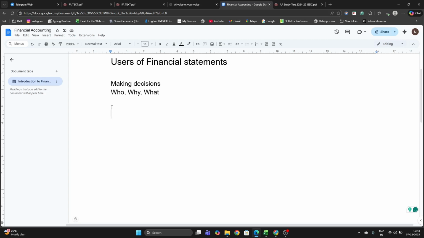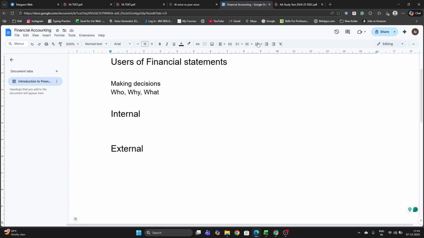So some users are inside the business and some users are outside the business. So we divide them into two broad categories. One is internal users and the second one is external users. The internal users are the people who work inside the business and are directly involved in its day-to-day operations and decision making. So they need accurate and timely financial information to run the business effectively.